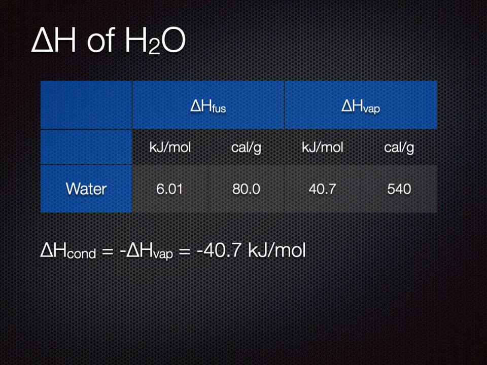Also, if you know the heat of vaporization, you also know the heat of condensation. Heat of condensation is just going to be the negative heat of vaporization. So the system has to absorb energy to vaporize. It has to lose energy to condense back to a liquid. So it absorbs 40.7 kilojoules per mole to vaporize. It will lose that same amount of energy per mole to condense back into a liquid. And so if you know one of those values, you know the other. It just is the negative.